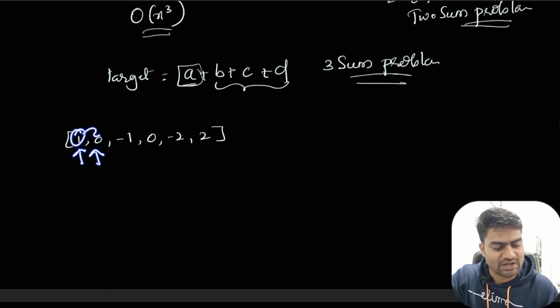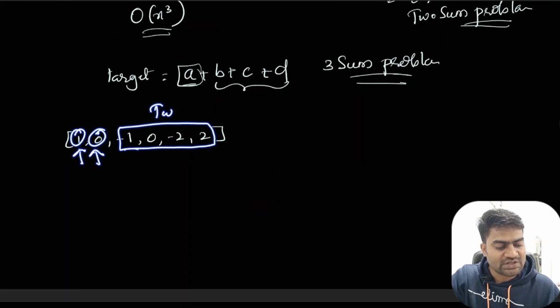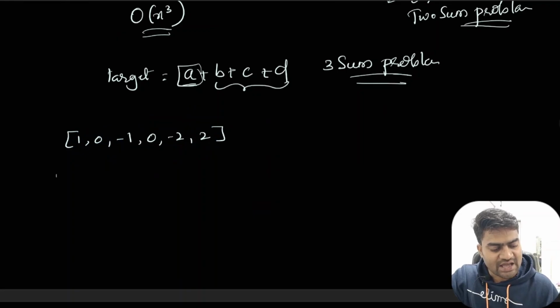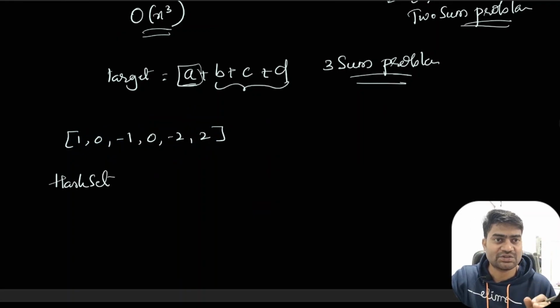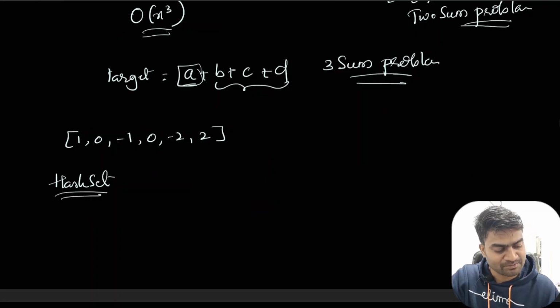So this is number one, this is number two. If we fix two numbers, then for the remaining two numbers, we can apply the two sum solution here. So basically we use a hash set. This solution is directly derived from the two sum problem, so you can also watch the two sum problem video to completely understand how we solve it.